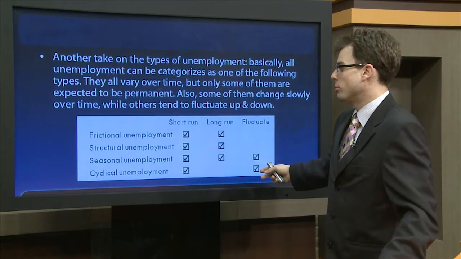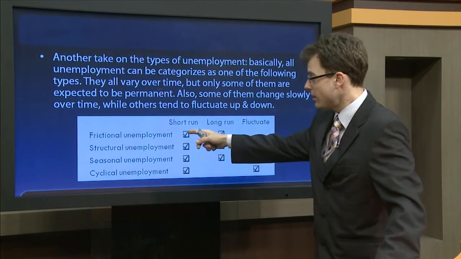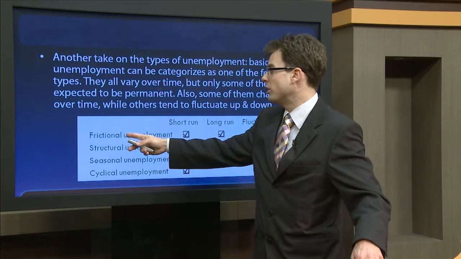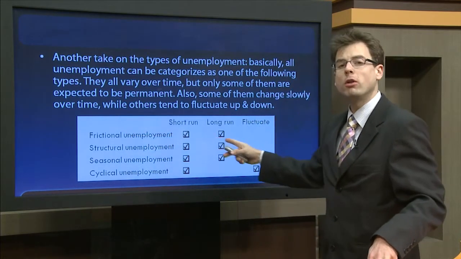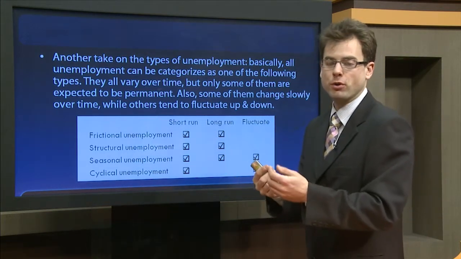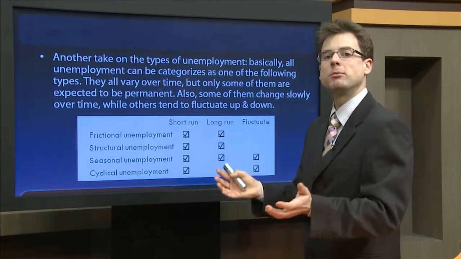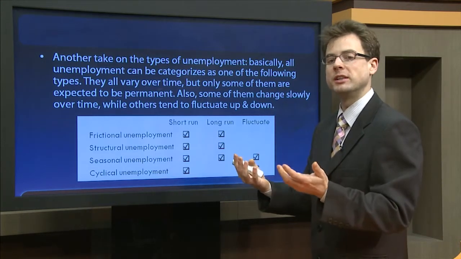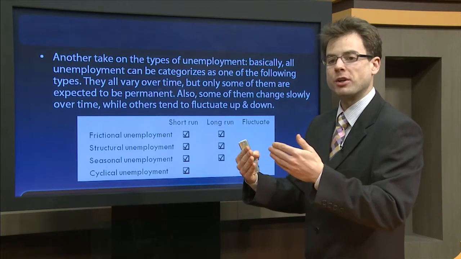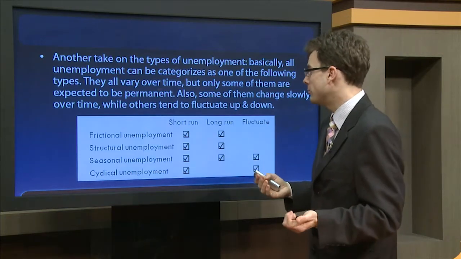And seasonal unemployment and cyclical unemployment are expected to fluctuate over time. A little side note on frictional unemployment. Overall, we would expect frictional unemployment to fall over time, because it is generally easier and easier for companies and workers to get matched with each other. The government becomes smarter at matching workers with companies. The technology, such as the internet, exists where workers and companies can find each other. It didn't used to be that way.